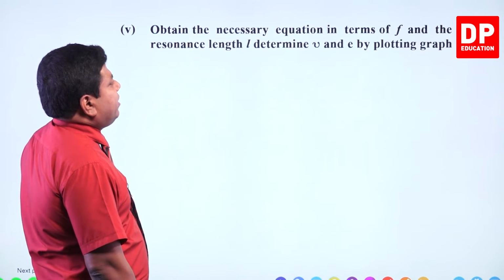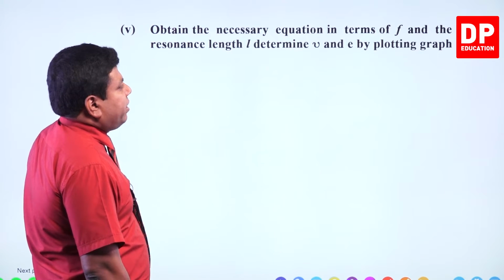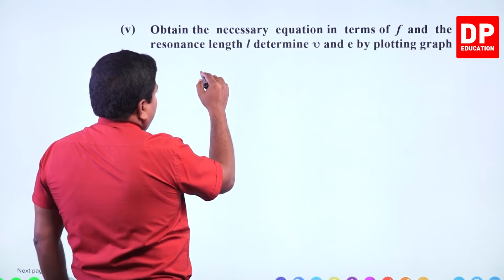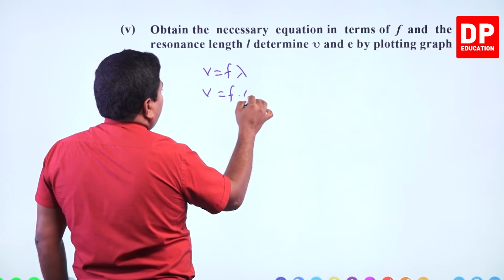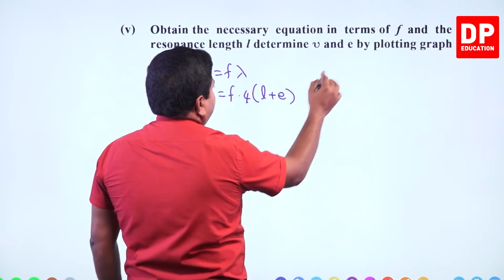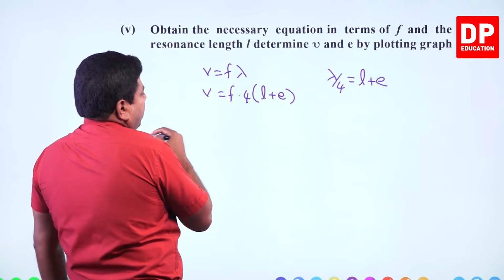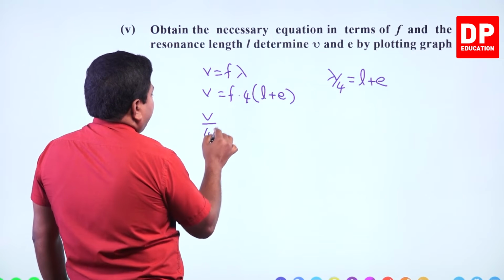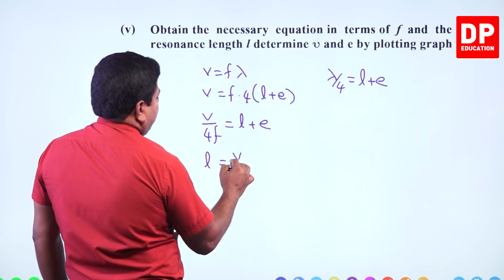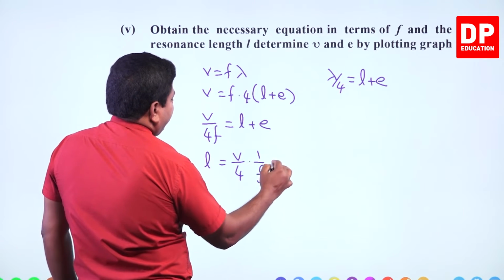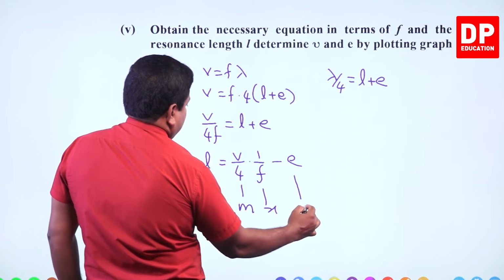Obtain the necessary equation in terms of F and the resonance length L to determine V and E by plotting a graph. Right. Now, we can say V equals F lambda. V equals F into 4 times L plus E. Why? Lambda by 4 is going to be L plus E. So, from this you get V over 4F equals L plus E. L equals V by 4 into 1 over F minus E. Y equals M X plus C.